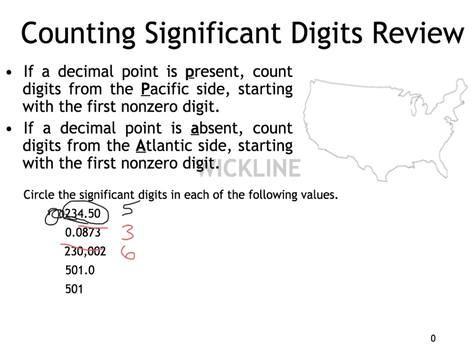And the next one, the decimal point's present, so start from the Pacific side with this digit, the 5, and count until the end. So I just counted 4 digits. And then lastly, 501, we have Atlantic, or absent, so Atlantic, and start counting with that 1 and go to the end. So I'm getting the 1, the 0, and the 5, all of them, so 3 significant digits.